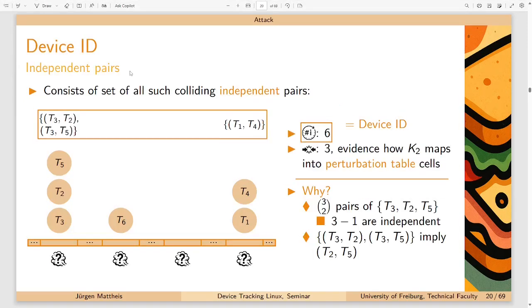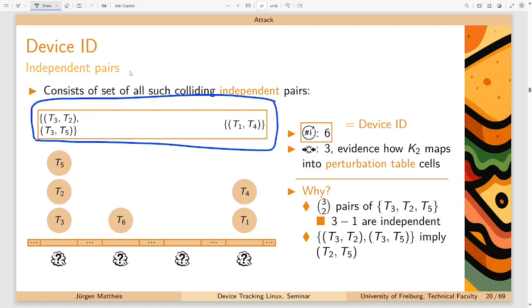To be precise, the device ID is the pair of independent pairs of loopback 3-tuple collisions and the number of iterations. We will later see why. And every one of these collisions, so that this one and this one collide, is basically evidence of how this K2 maps into perturbation table cells.